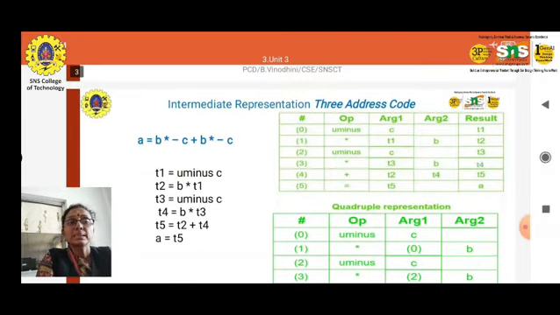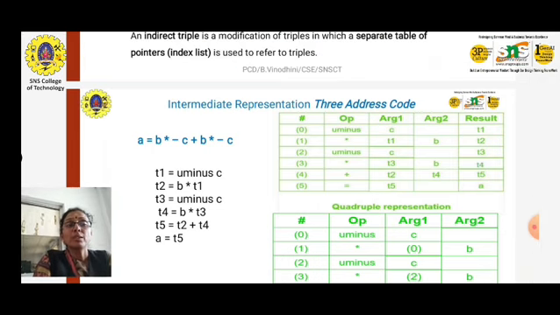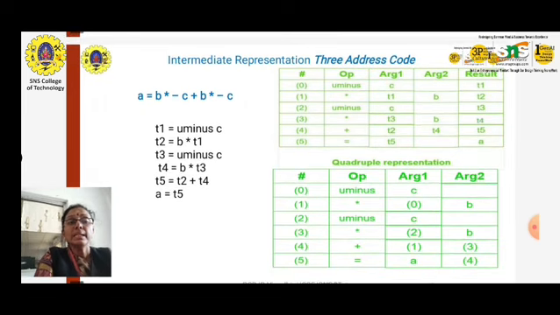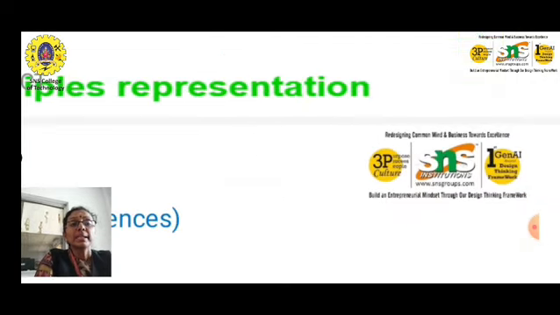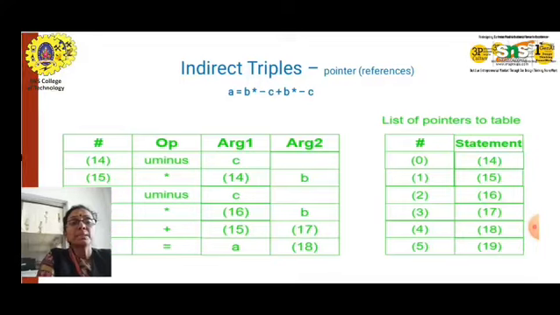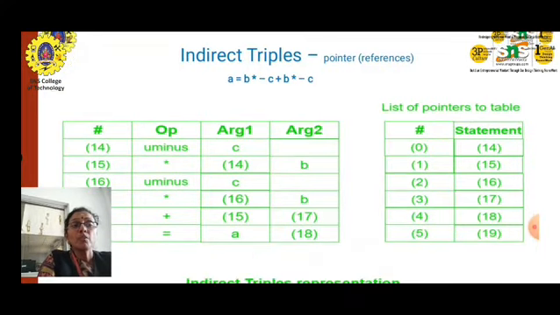The quadruple, as I said, contains four fields: operator, argument 1, argument 2, and result. In the triple, we have the operator, argument 1, and argument 2. Instead of the result field, the argument 1 and argument 2 act as the result field. Next, the indirect triples are a list of pointers in a table. It is an indexed list that points to the triples. So this is the representation of the three forms.